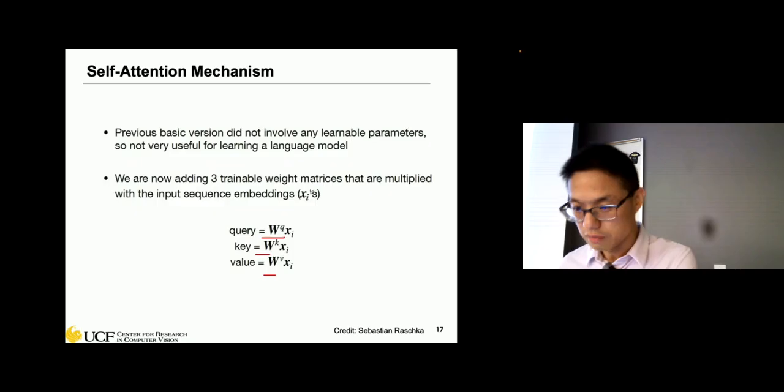So for the self-attention mechanism in the transformer, what they do is introduce three trainable weight matrices that multiply with the input sequence, or the sequence embeddings. They name these query, key, and value. So you have the query projection matrix WQ, the key projection matrix WK, and the value projection matrix WV.